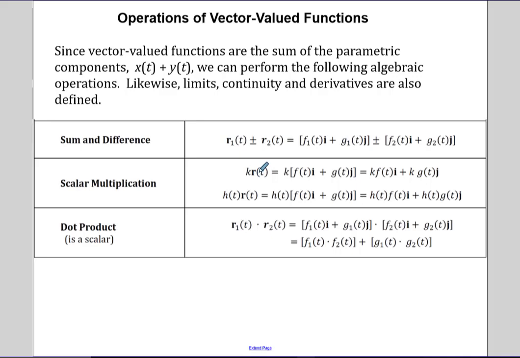So we can get the scalar to multiply by each term, and then a dot product is where we multiply the x and y components and then add them together, the x with the x and the y with the y, and add them together to get a scalar.